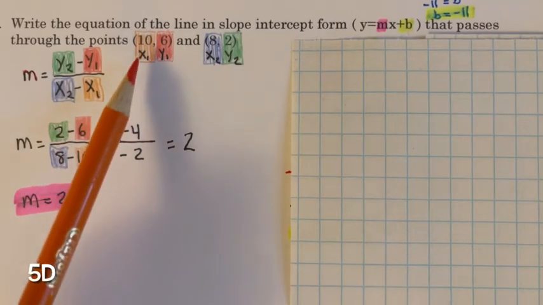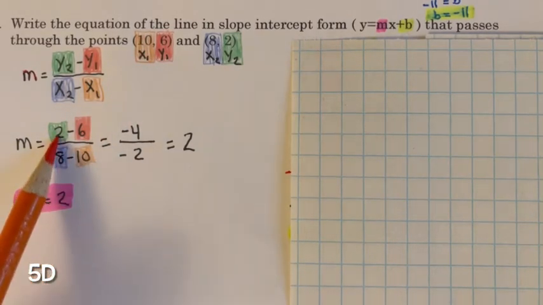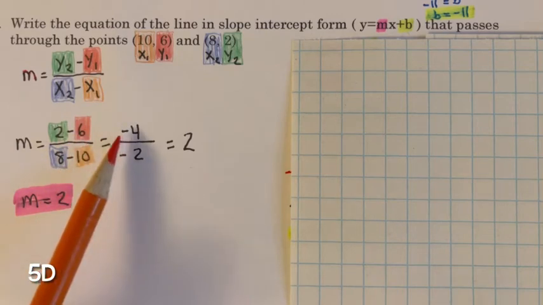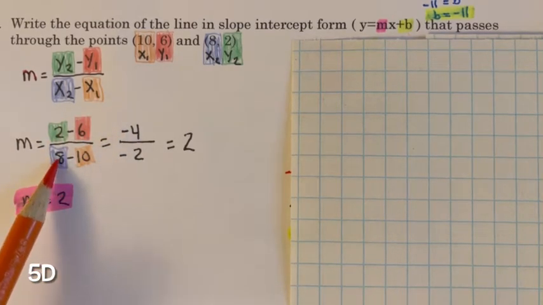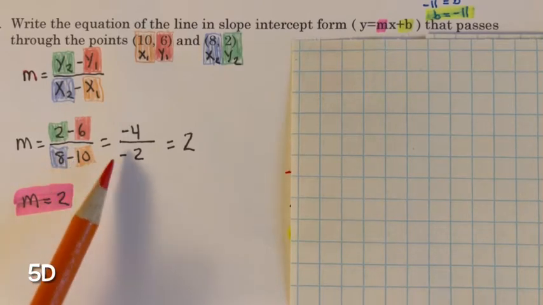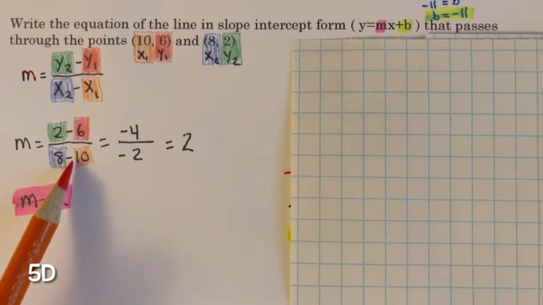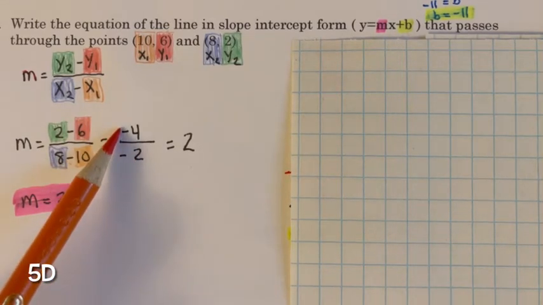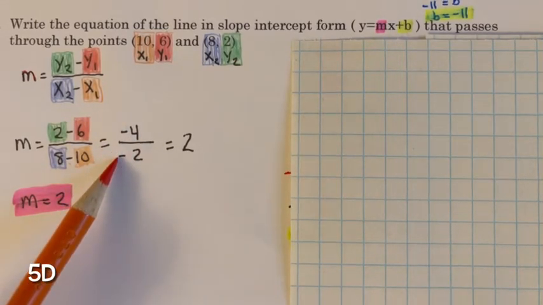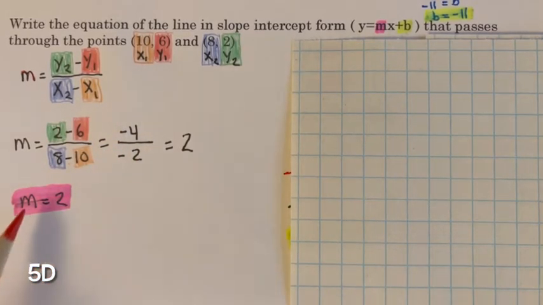Here's 8 minus 10. 2 minus 6 is negative 4. I have more negatives than positives, so I know it's negative. And 8 minus 10, more negatives than positives. Signs are opposite, you subtract. 10 minus 8 is 2, so it's negative 2. A negative divided by a negative is going to be a positive. So negative 4 divided by negative 2 is positive 2.